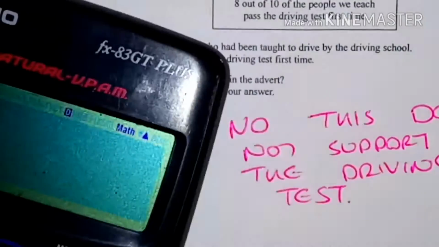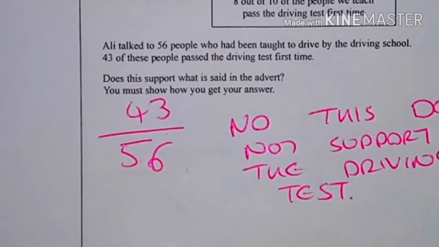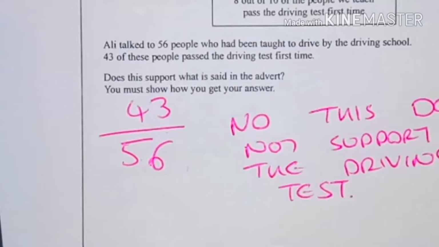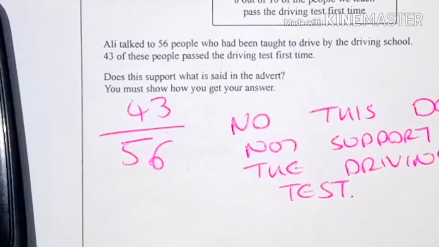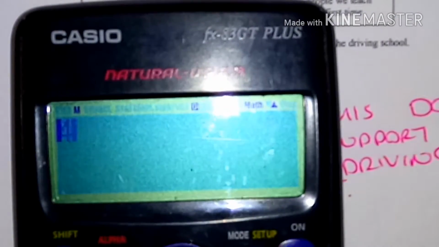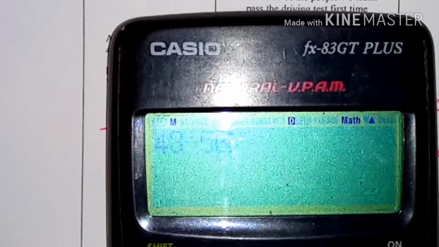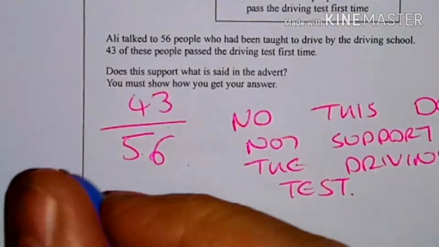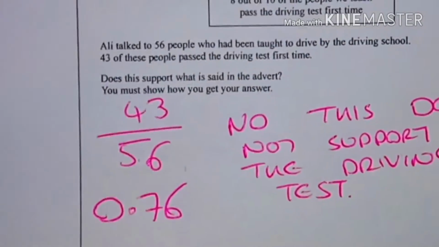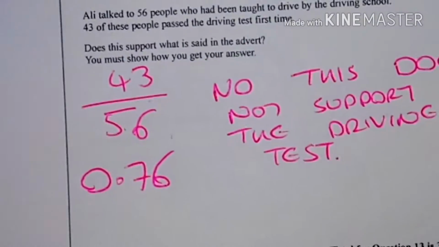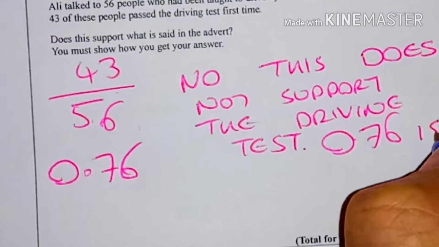Now, it's easy to think of it as decimals rather than making equivalent fractions, because 8 out of 10 to 43 out of 56, they do share a common multiple, which would be 560, but sometimes it's easy to convert to a decimal. So let's do 43 divided by 56, which is 0.76. That's going to be less than 0.8.